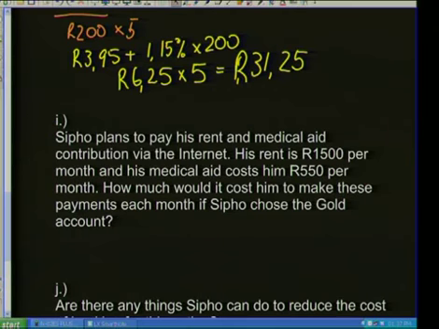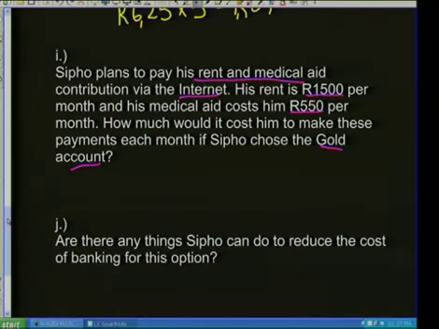Okay, so Sipa wants to pay his rent. Now I've got to pick in here. He wants to pay his rent and his medical aid contributions via the internet. His rent is 1,500 Rand per month, and his medical aid costs him 550 per month. How much would it cost him to make these payments if he chose the gold account? So we need to look at each one. We're going to look at our 1,500 Rand. What does that say? And then we're going to look at our 550.